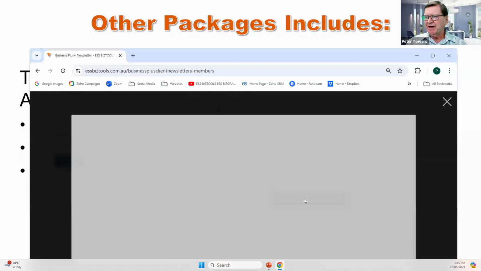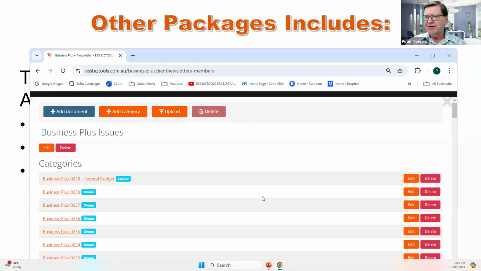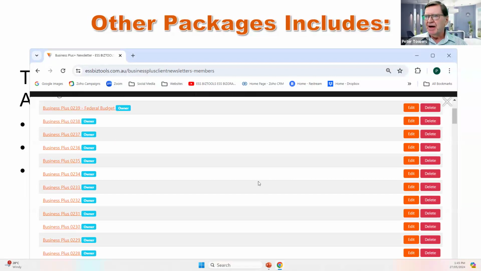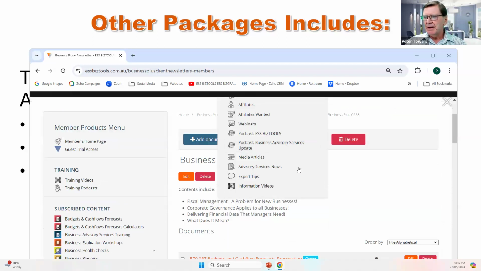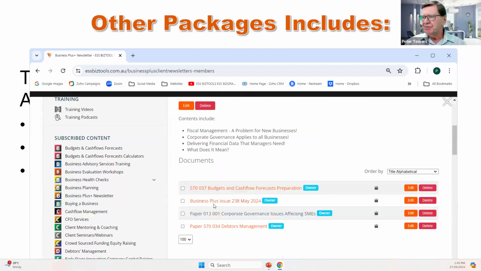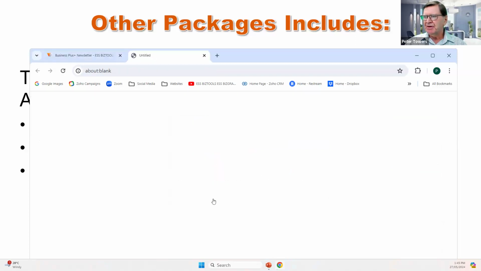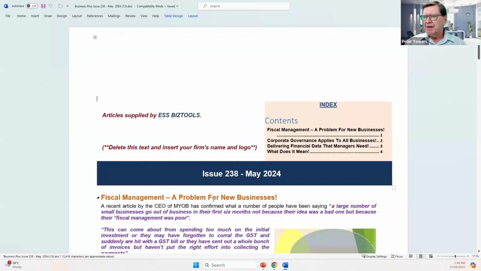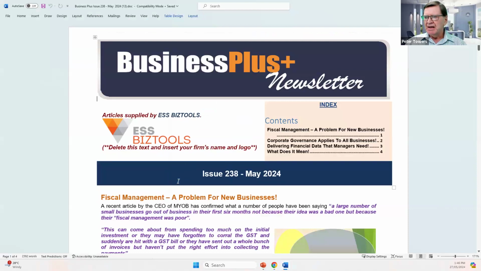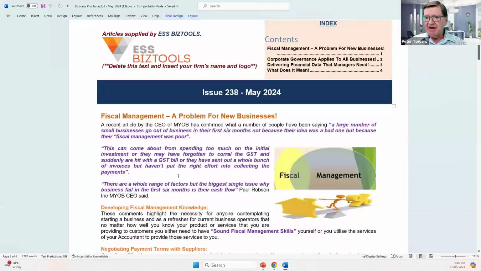And we're going down till we get the read content. So this is the content, and this is a list of the newsletters that have been produced. I'm going to the May newsletter, and we'll just go through till we find the Business Plus for May. So you can see that that's there, and that's how you go about finding the newsletter.